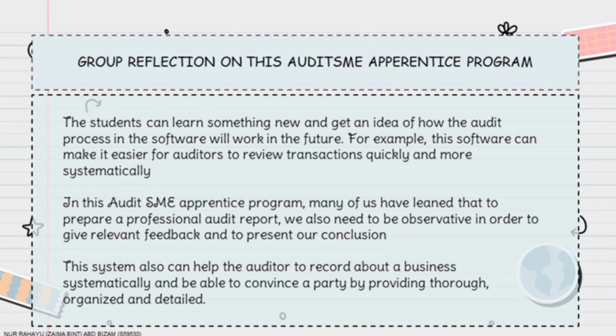For the group reflection, the students can learn something new and get an idea of how the audit process in the software will work in the future. In this Audit SME apprentice program, many of us have learned that to prepare a professional audit report, we also need to be observant in order to give relevant feedback and to prevent errors in our conclusion. This system can also help auditors to record a business systematically and be able to convince a party by providing thorough, organized, and detailed information.